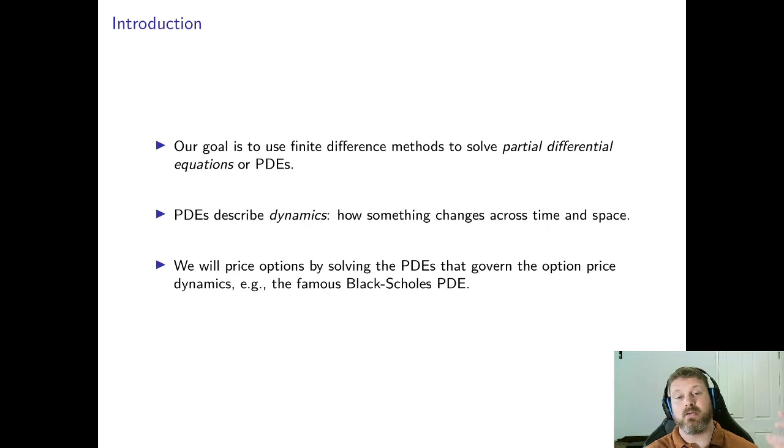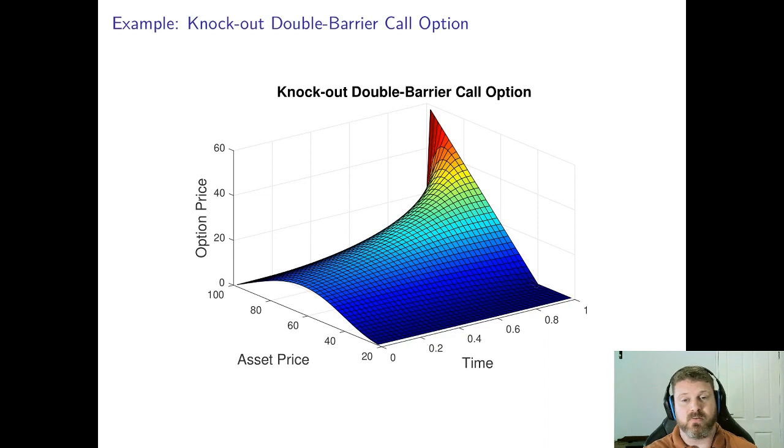Let's take a look at what a complete finite difference solution to a PDE would look like. So, this is a pricing surface for a knockout double barrier call option. What you have is at the maturity time of the option, 1 year from today, you have the payoff of the call within the boundaries where the call hasn't knocked out. We use a finite difference method to propagate the PDE dynamics backwards through time from the terminal condition all the way until today, time 0. And what we end up with is the price of the option for different values of the underlying.